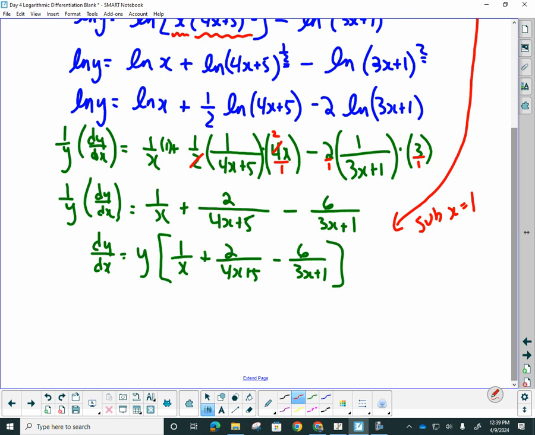Now the y part, I can go back and replace with the original question. So the y part is x. Actually, I'll sub in the 1 at the same time. So remember, it was x, so 1, times the square root of 4x plus 5, so 4 times 1 plus 5.